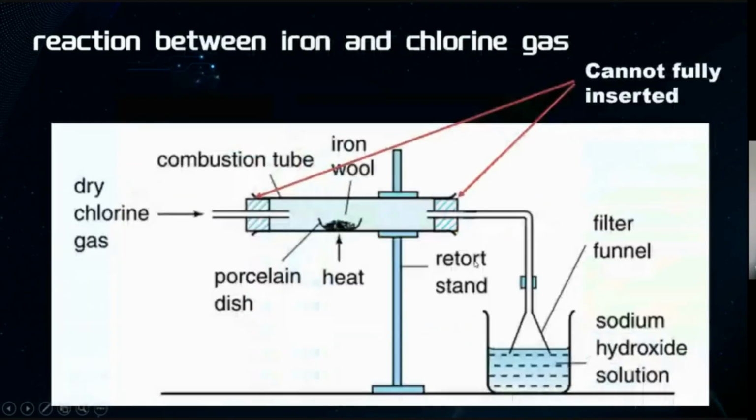Then another one is iron with chlorine gas. Here is one reminder: whenever you want to draw the stopper, the stopper cannot fully insert into the combustion tube or test tubes or boiling tube. It must be a little bit coming out here, like this. So this one is iron with chlorine. Then you will form iron(III) chloride, not iron(II), iron(III) chloride.